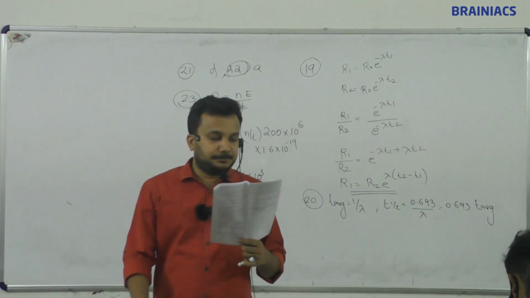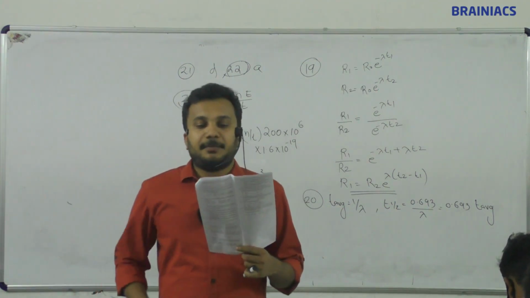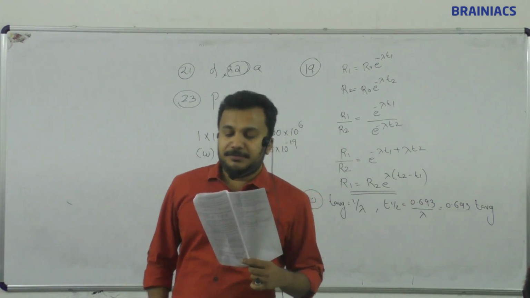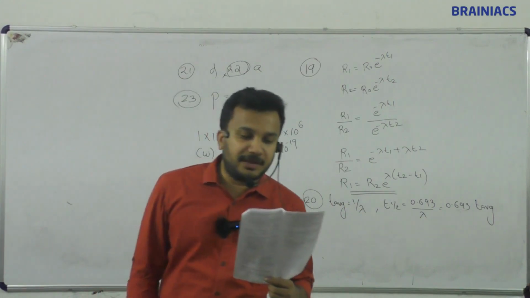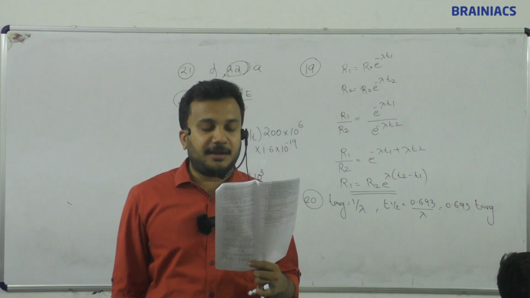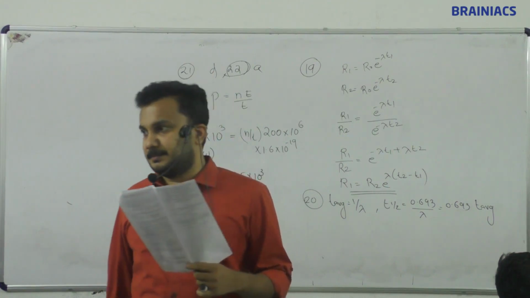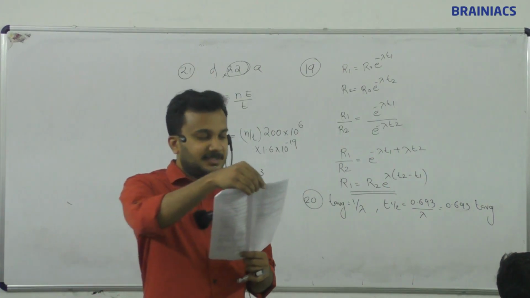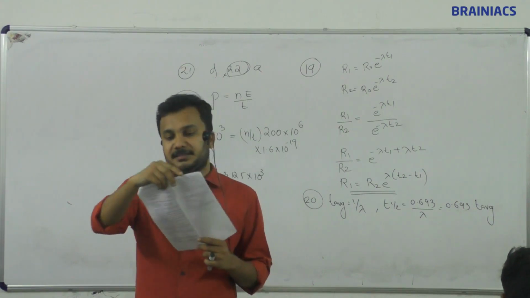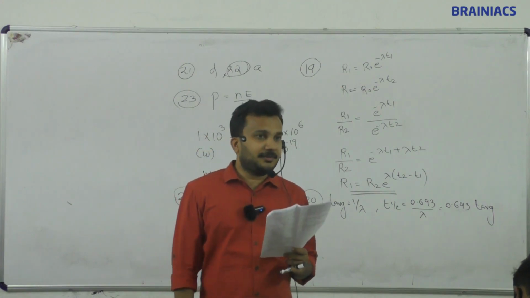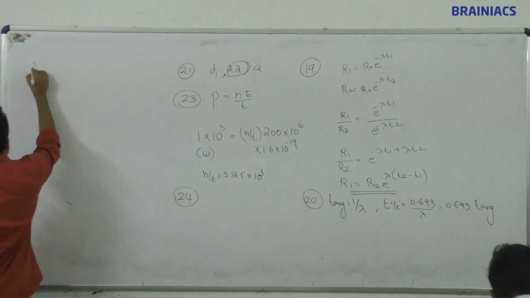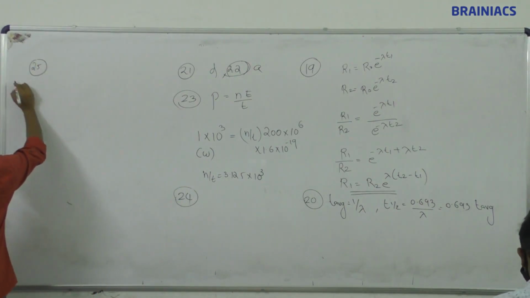25. Radioactive elements X1 and X2 have decay constants 5 lambda and lambda respectively. If initially they have the same number of nuclei, then the ratio of the number of nuclei of X1 to X2 will be 1 by e after a time. This is similar to a previous question. 1 by 4 lambda. This is similar to the 18th question. Answer is 1 by 4 lambda. Have all of you solved it? I'll solve the 25th. If you have not solved it, please solve it.